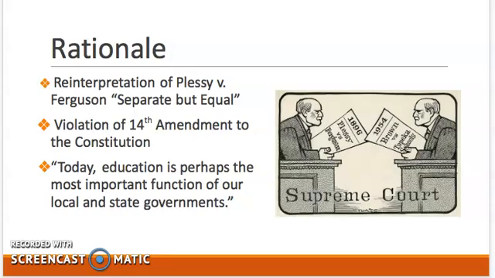So the rationale: there was a reinterpretation of Plessy versus Ferguson. So again, separate was determined not to be equal. While the facilities did seem to be equal, students were not receiving the same education. Additionally, it was a violation of the 14th Amendment to the Constitution. So today, education is perhaps the most important function of our local and state governments.